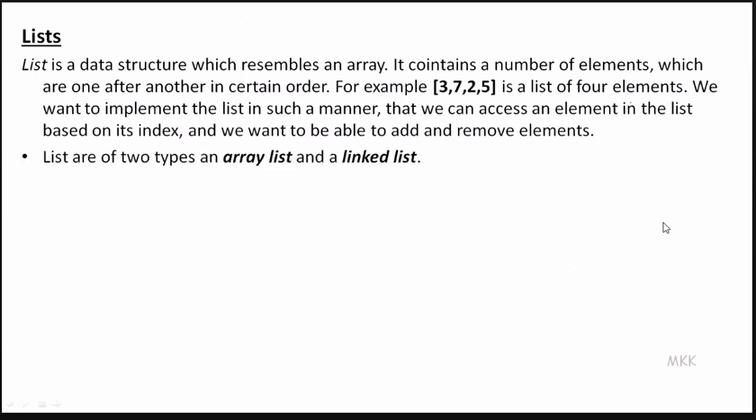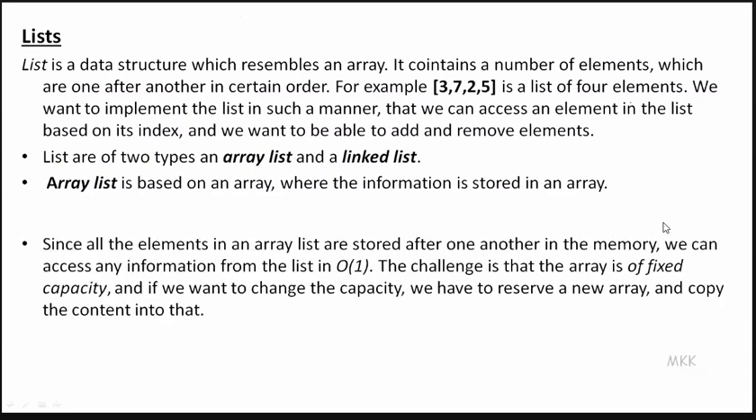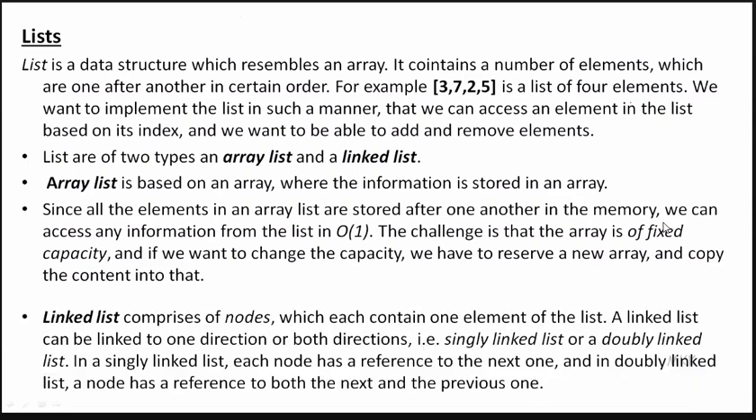For example, there are two different types of lists. One is array list and one is linked list. Array list is purely based on an array where the information is stored in an array. We know what the actual array data structure will help us. Since all the elements in an array list are stored one after another in memory, we can access any information from the list. The challenge is that the array is of fixed capacity, and if you want to change the capacity, we have to reserve a new array and copy the content into that.